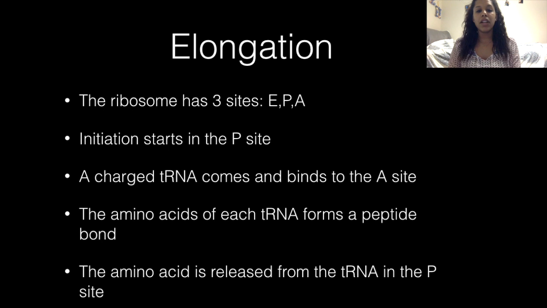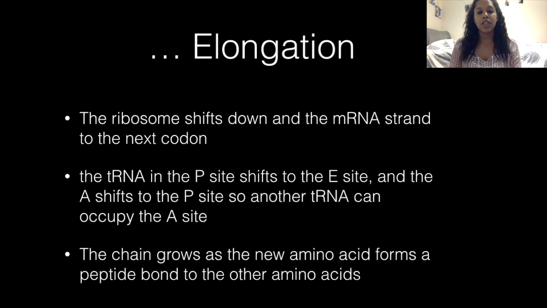A charged tRNA comes and binds to the A site. The amino acids of each tRNA form a peptide bond. The amino acid is released from the tRNA in the P site. The ribosome will then shift in the mRNA strand to the next codon. The tRNA in the P site shifts to the E site, and the A site shifts to the P site, so another tRNA can occupy the A site. The chain grows as new amino acids form peptide bonds to the other amino acids.